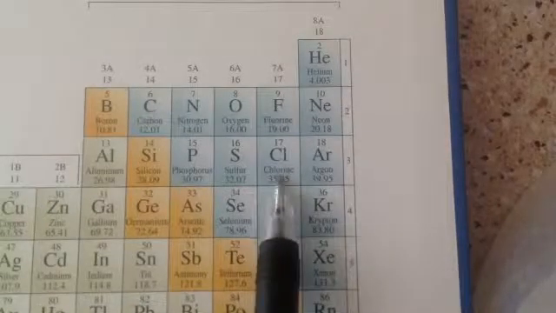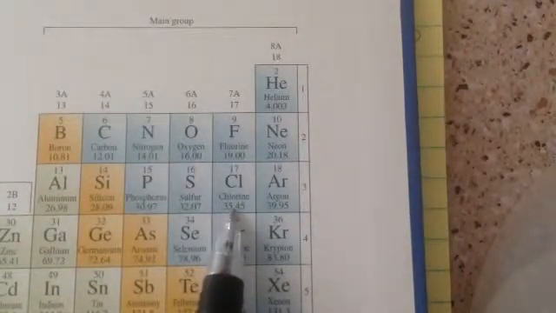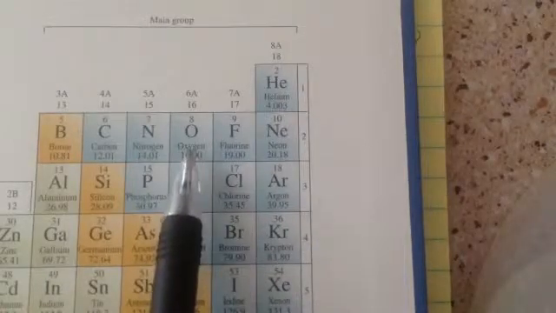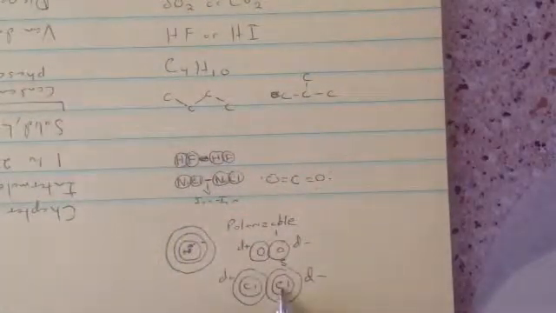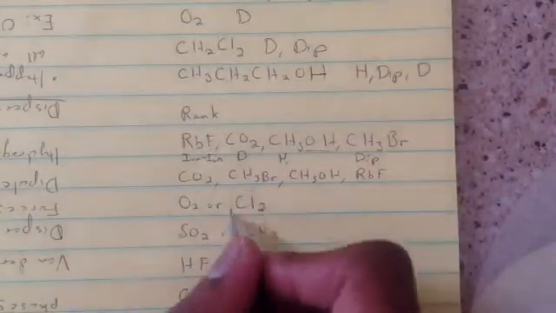Since this molecule will be bigger than O2, as there are two of these, it's going to be around 70, where this is only going to be 32. A bigger molecule is going to be able to shift more than something that's smaller. So that means that Cl2 will be the stronger force.